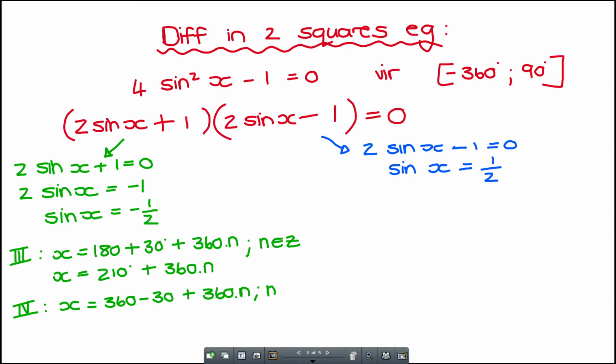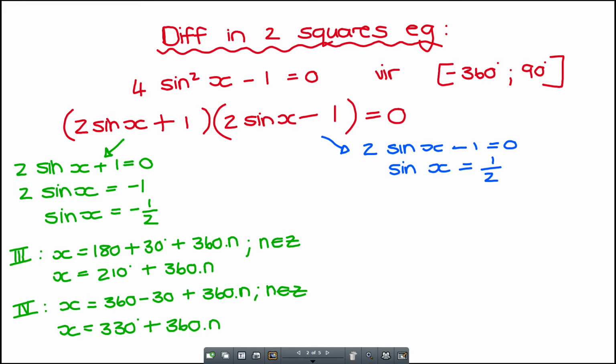Onthou my laaste stukkie by te voeg. Let's just simplify. So 330 plus 360 times n. Okay, nou is ek klaar met die groen. Let's go look at the blue part, where sin x is positive a half.